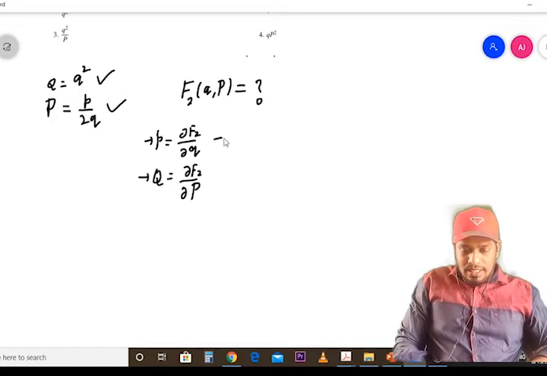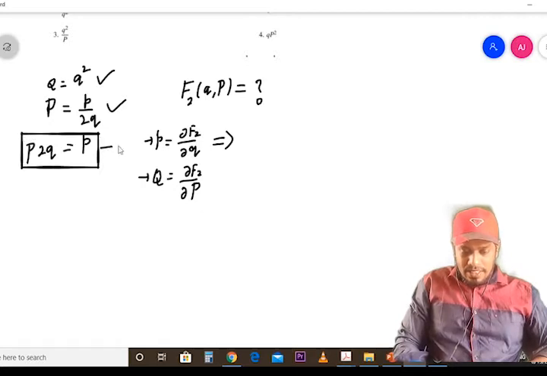So the first equation we can take. Rearranging the second relation, the small p equals capital P times 2 small q. This is the one we can substitute in the first relation. If you substitute it here, capital P times 2q is equal to dou F2 by dou q.